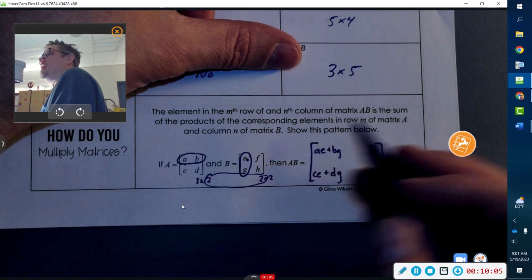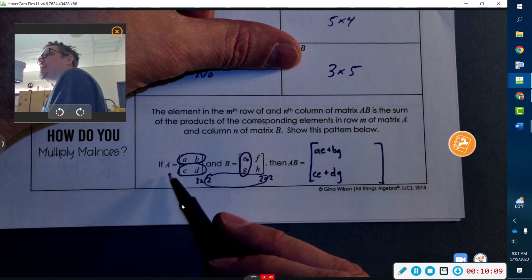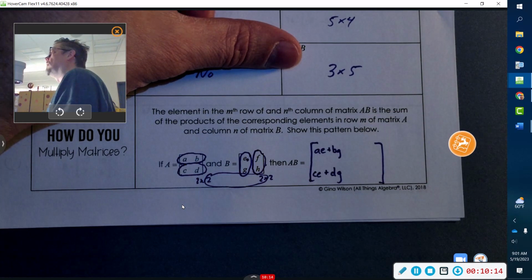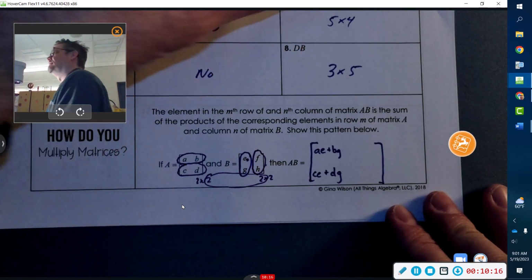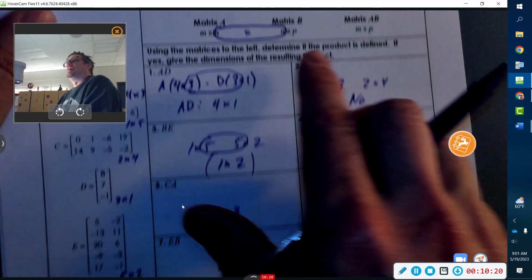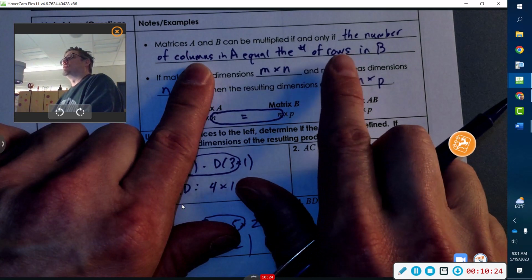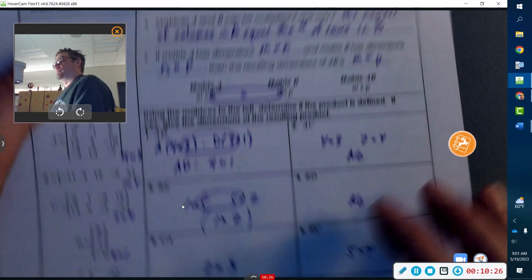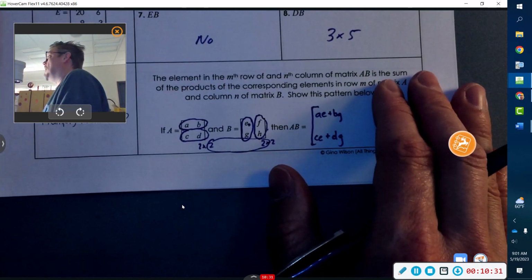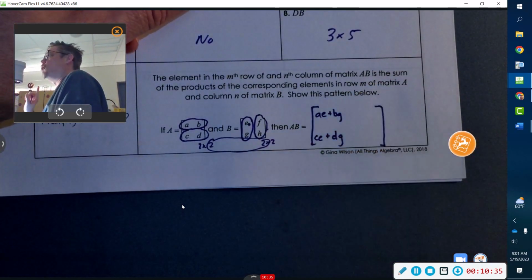Because we circle these guys going across, and we circle these guys going down. And the reason is because we have columns in the first, rows in the second. That's why this is weird, and that's actually why I'm making a video for this, because it's weird. It's not hard, it's just weird at first.